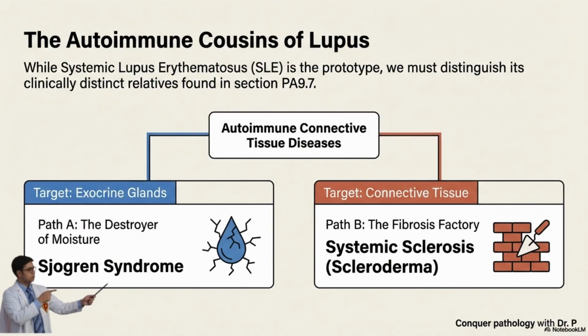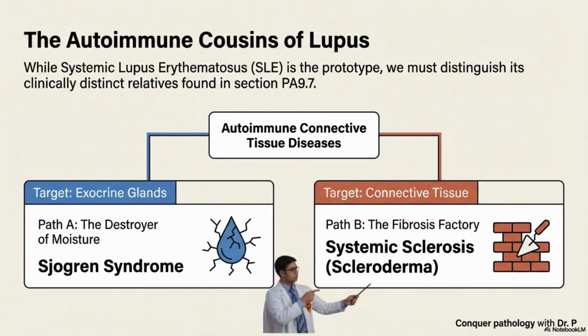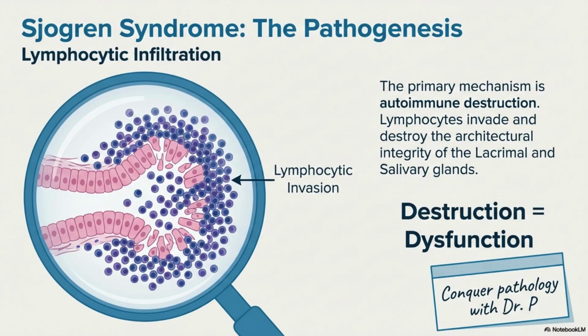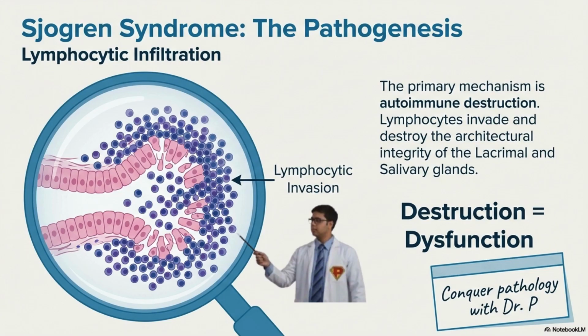It targets the glands. Path B is systemic sclerosis, also known as Scleroderma. This is the fibrosis factory. It targets connective tissue. Let's start with cousin number 1, Sjogren. What is the mechanism? Look at the slide. Lymphocytic infiltration. It's an invasion.